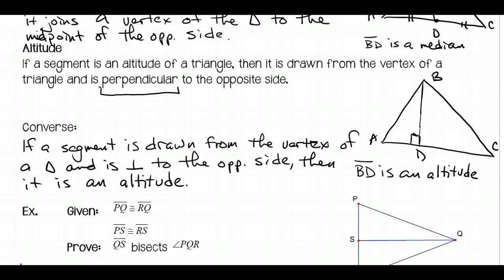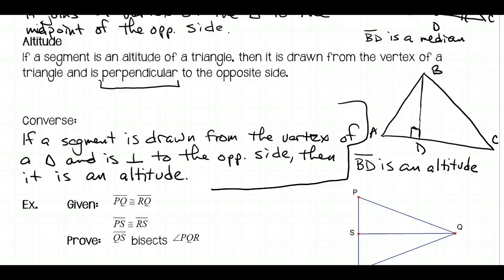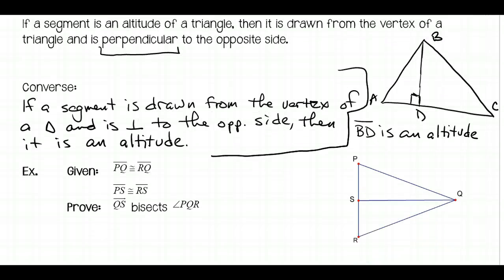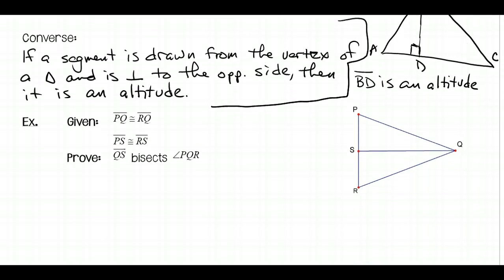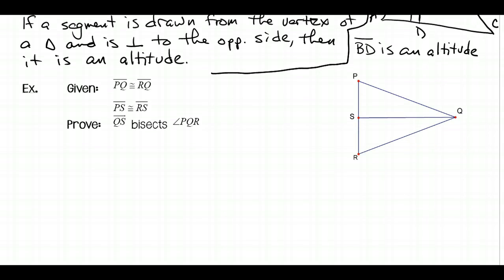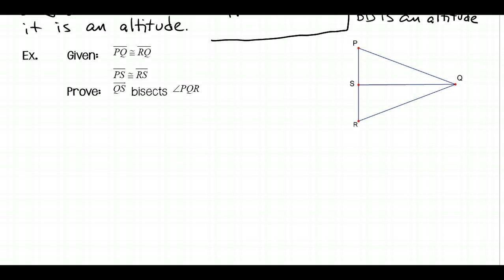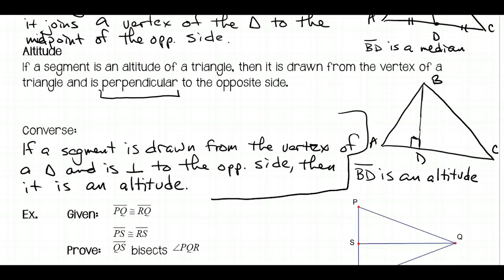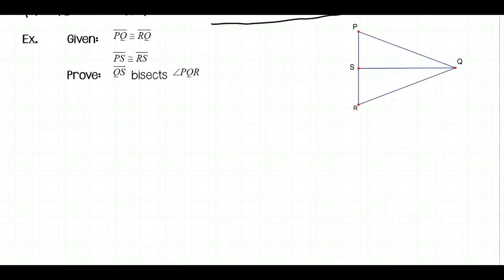Okay, so here we have the converse. If a segment is drawn from the vertex of a triangle and is perpendicular to the opposite side, then it is an altitude. Make sure you get this definition and its converse on your theorem sheet. These are going to be very important definitions, so make sure you learn these. So moving on to the first example, these are our 2 topics, but we're talking about going beyond CPCTC.